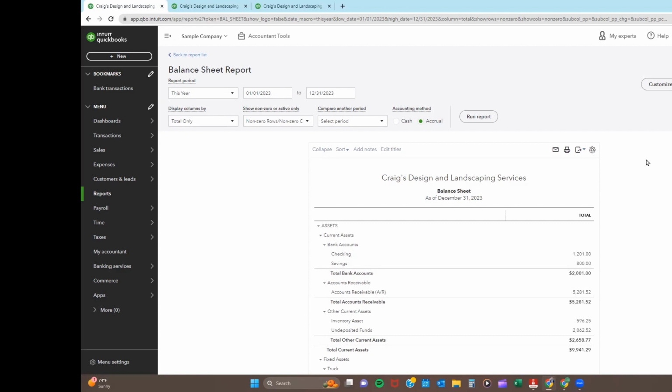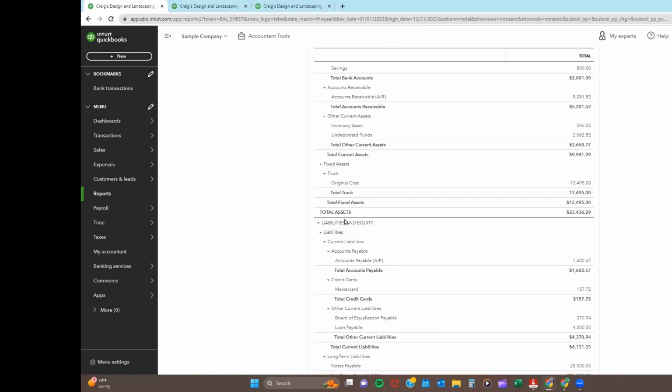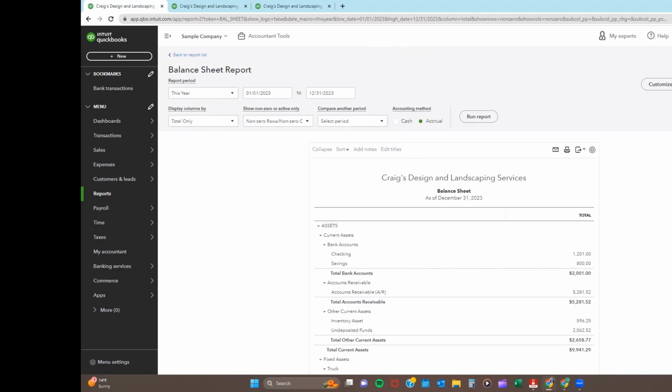So overall, the balance sheet gives us three things. It gives us our assets, that's what the company owns, liabilities, that's what the company owes, and the company's equity, which is basically an accumulation of the company's historical earnings and losses throughout the year. So let's start at the top.